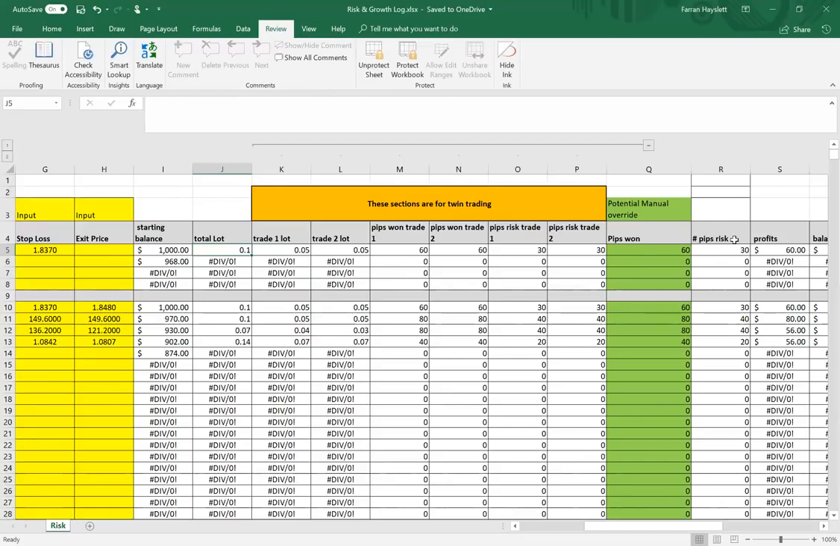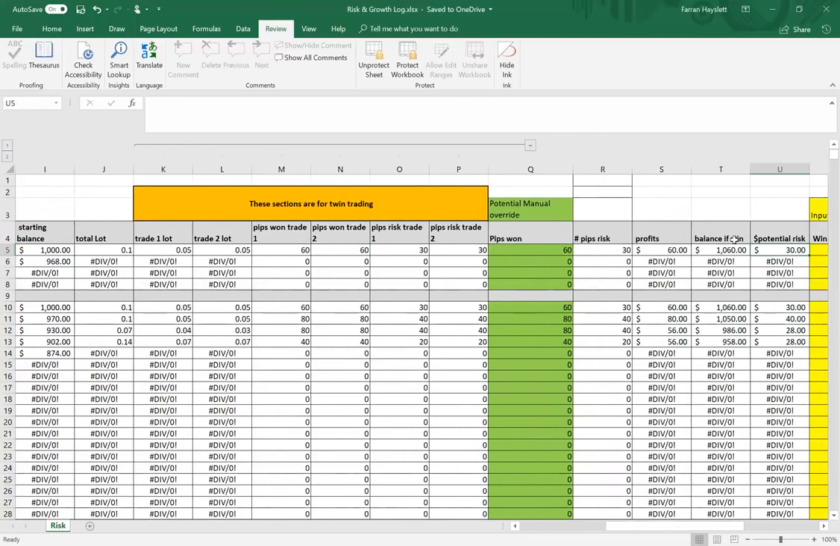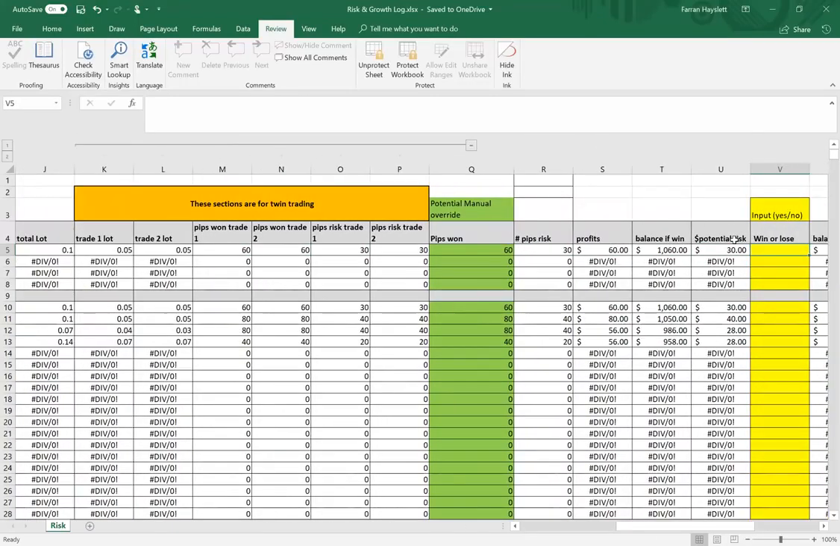Well, 0.1 times 30 is what? Right? So 0.1 is 1 USD per pip. So that's $30 out of 1,000, right? So that's 3%. So look what happens. Column U tells me my potential risk on this trade is $30.